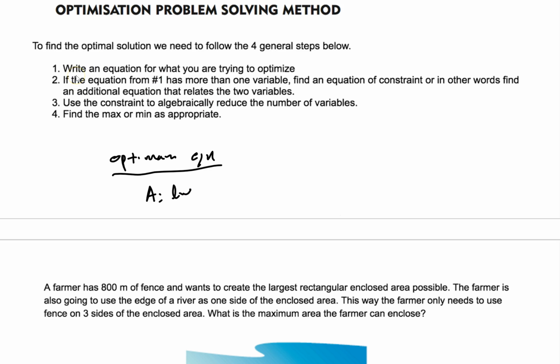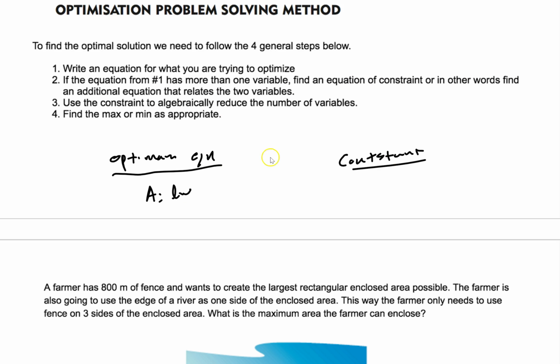If you only have one variable, then you just take the derivative, set it equal to 0, and so on. If you have two variables though, like the length and the width, there will generally be a second equation, and that second equation is generally a constraint equation. They'll tell you, oh, the perimeter is only 100 feet, or when you add these things, it equals 8 or something. So if the equation from number 1 has more than one variable, find the equation of constraint, or in other words, find an additional equation.